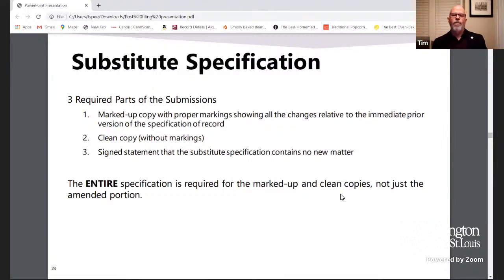Sometimes we get to the point where, for various reasons, you need to file a substitute specification. This does not happen that often, but it's something worth touching on here. When you do such a thing, there are specific requirements for filing substitute specifications. Sometimes we get things that have been filed that are translations of foreign documents, or it's very difficult to follow, the formatting wasn't good, and they want to file a substitute specification.